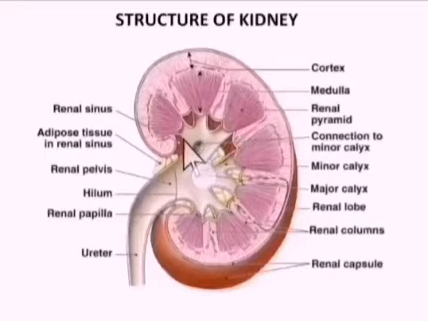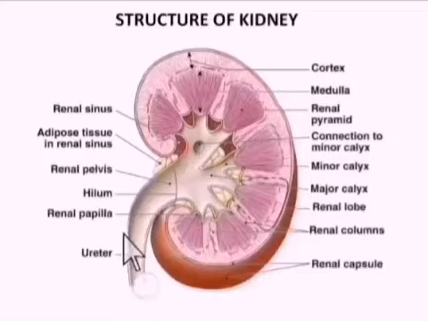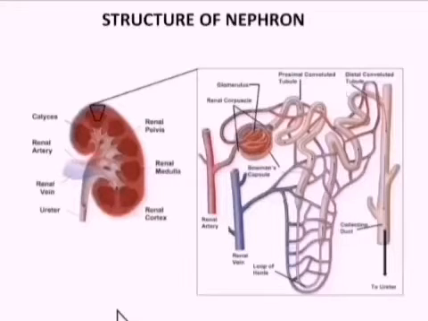طبعا اكو minor and major calyces اللي هي attached للrenal pelvis اللي هي direct continuity للureter. شنو النفرون؟ النفرون هو the functional unit of the kidney and it consists of renal corpuscle, proximal convoluted tubules, loop of Henle and distal convoluted tubule that is attached to collecting duct. There is about 100 million nephron per each kidney.